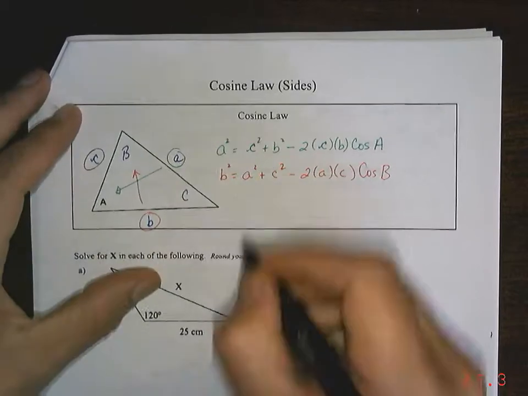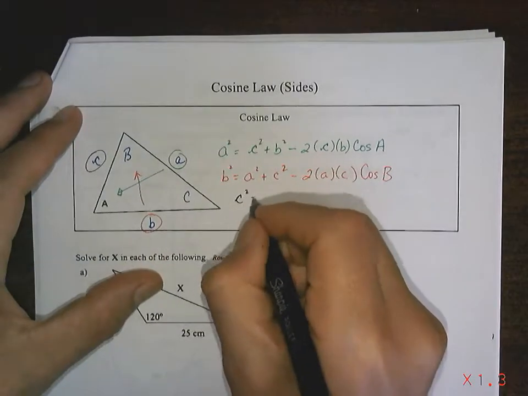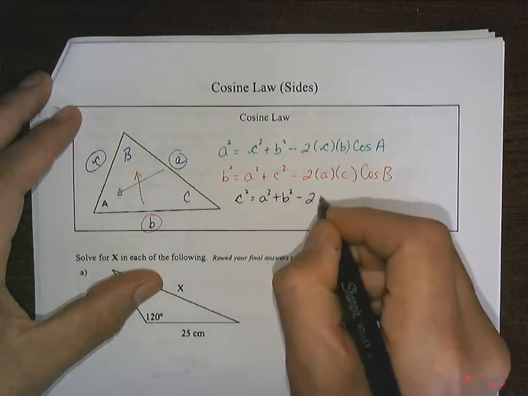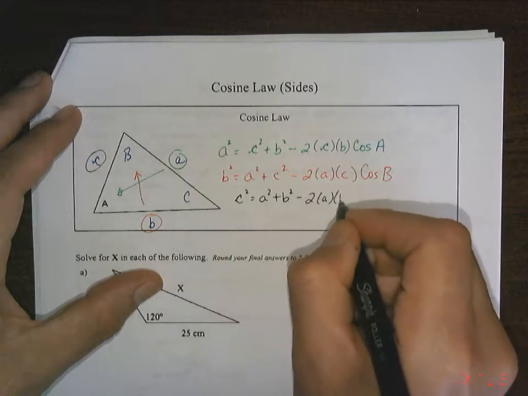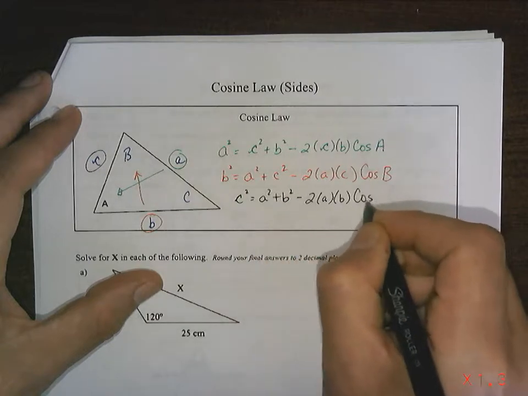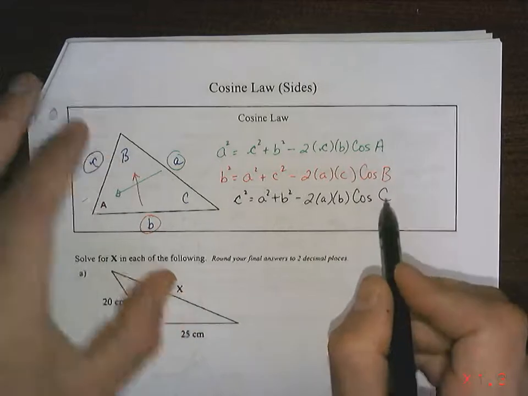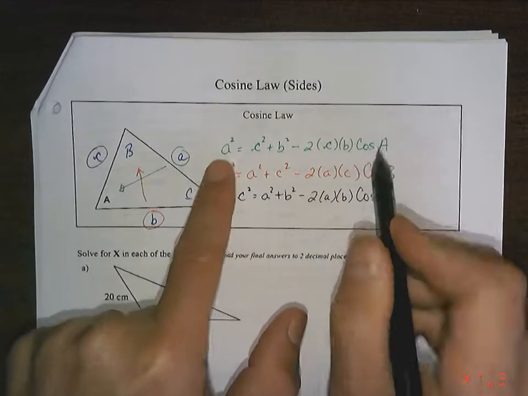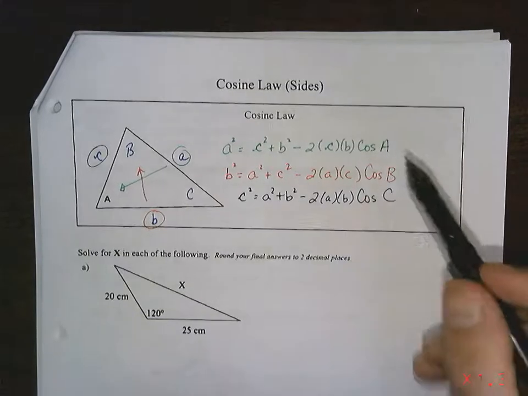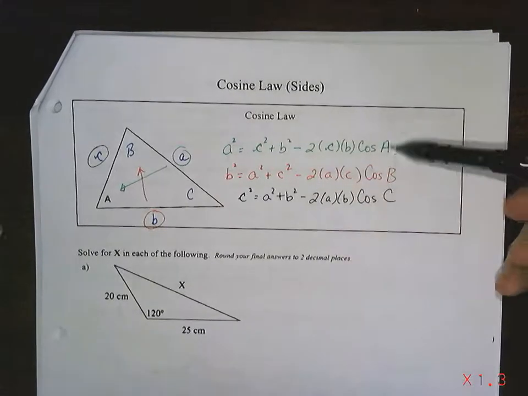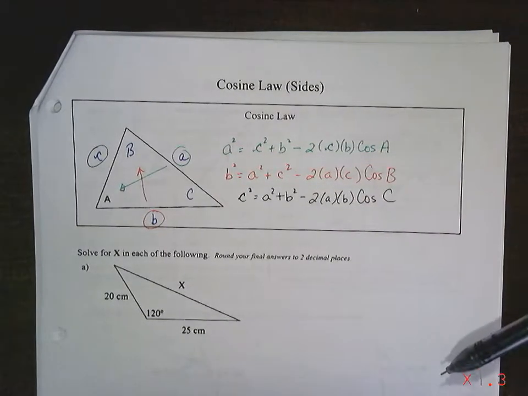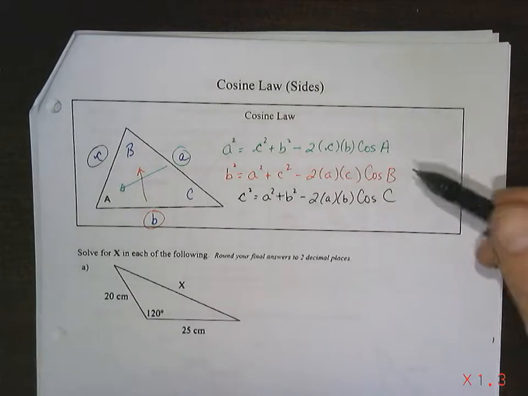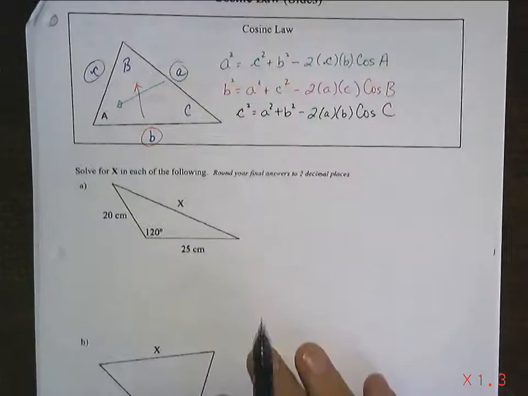So if I wanted C, it's going to be c squared equals the other two side squareds. Subtract 2, the other two sides, cosine, because it's the cosine law, C. And once again, big C, little c, big B, little b, big A, little a. Now, if you were in grade 10 academic, you probably went and memorized these. I'm going to suggest you don't memorize those at all, but we memorize the pattern. Let's take a look at an example.